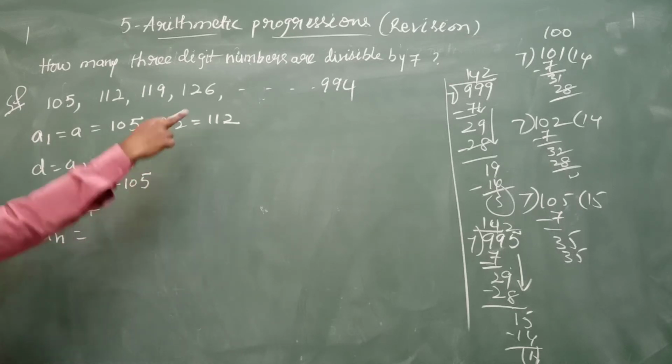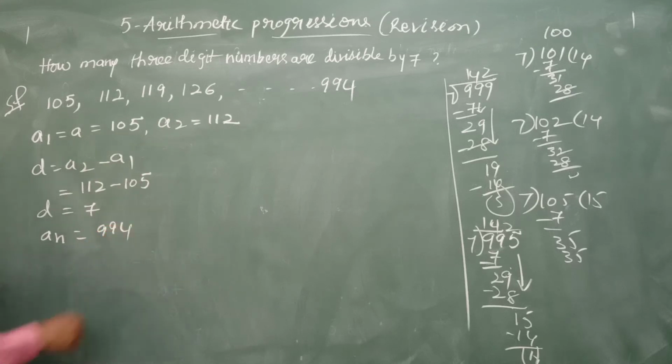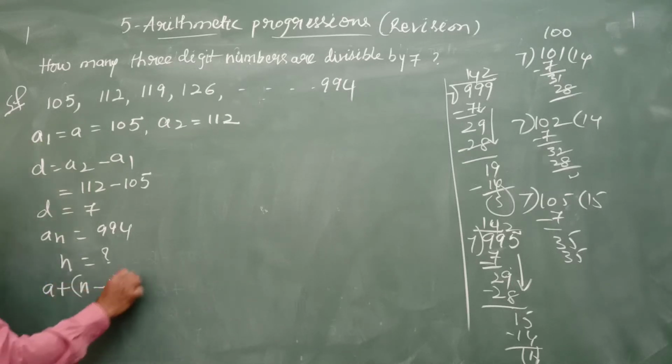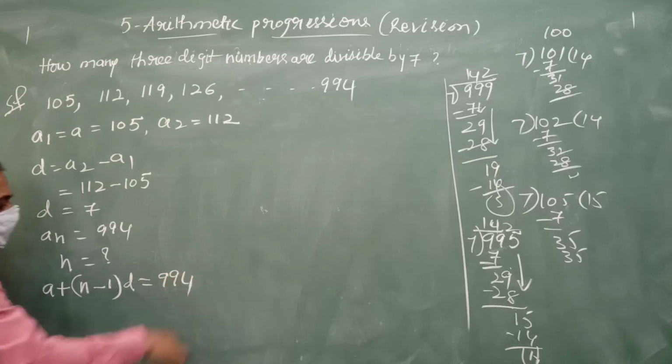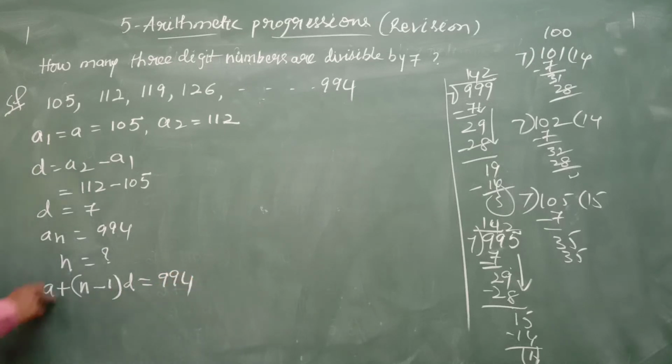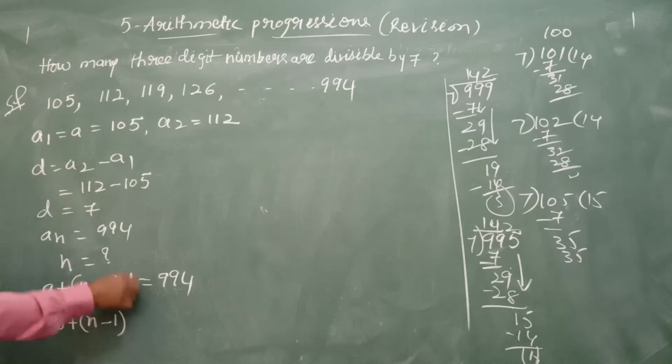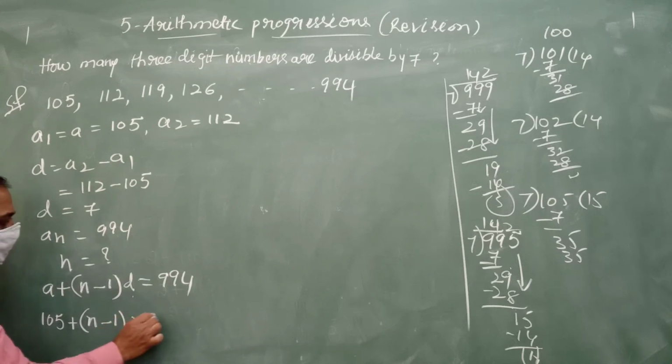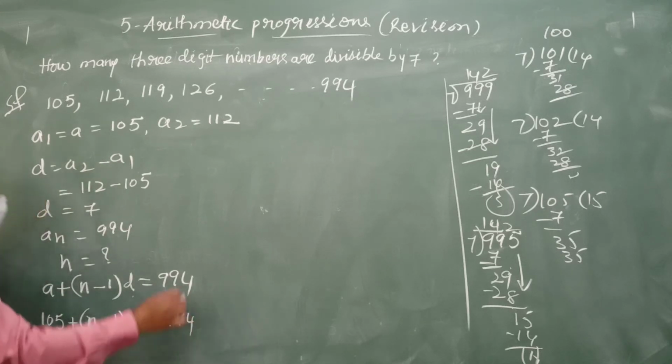An is equal to 994. What do you have to find out in the question? The n value you have to find out. So An is equal to 994. What is the An formula? a plus n minus 1 into d is equal to 994. So the a value, how much? 105 plus n minus 1 into d. D, the common difference, is how much? 7, is equal to 994.